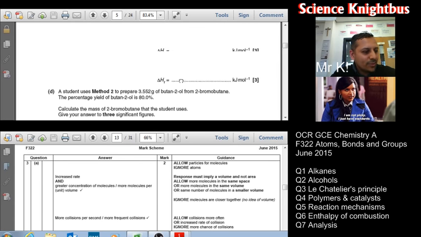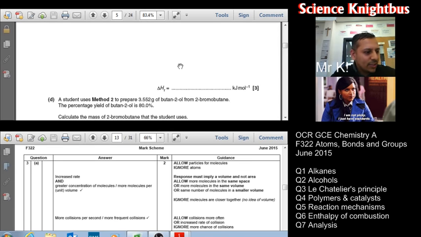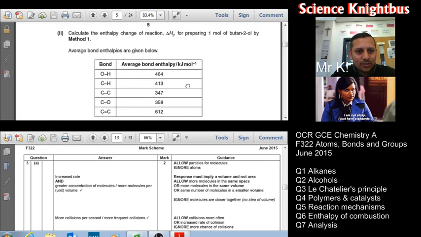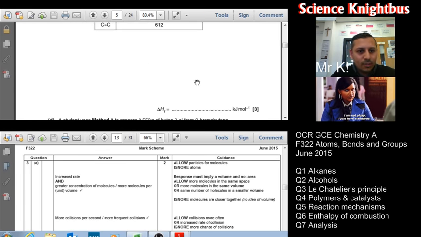Oh, by the way, did we say what the actual answer was for the last one? Just to confirm, it was minus 42 kilojoules per mole. Okay, quickly moving on now.